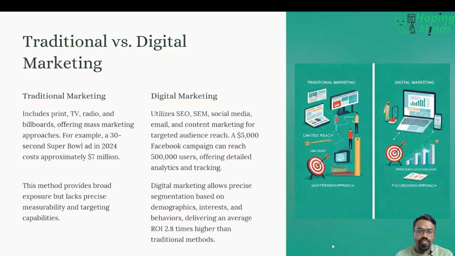Wherein digital marketing allows precise segmentation based on demographics. That means if I want to showcase my ad to female candidates only, then I can showcase that particular ad to female candidates only, right? I can even check their interests, like if a female wants to do shopping. I can keep track of their interests and showcase my ad to them. I can analyze their behavior and gauge their interests, right? Now this technique will fetch me a return on investment around 2.8 times higher than traditional methods.